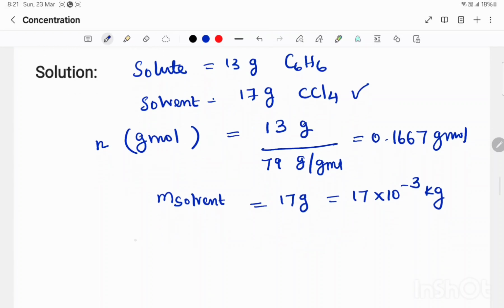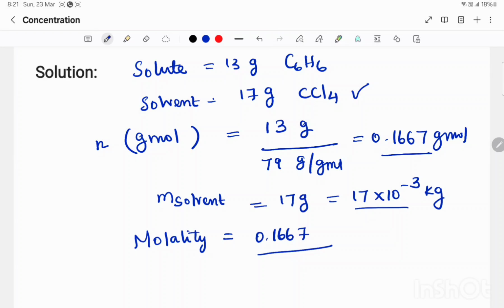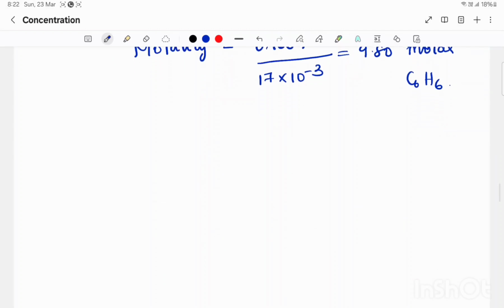So now let us calculate the molality. Molality is equal to the number of gram moles of solute, that is 0.1667, divided by the mass of the solvent, that is 17 into 10 raised to the power minus 3, which will give you 9.80 molal of C6H6. So till now we have discussed some simple problems based upon molality.